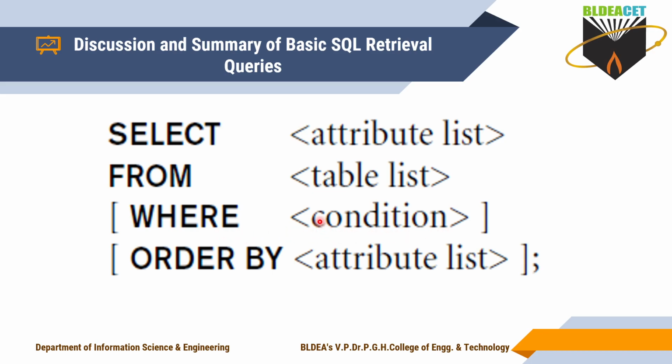Along with that, if you are specifying more than one table in the from clause, then the relation between those tables you have to specify in the where clause. If you want to retrieve according to some order, then you have to use order by with the attribute list, according to which values you want to arrange in ascending or descending order. By default it takes ascending order. If you want descending order, then you have to use the keyword DESC along with the attribute name.